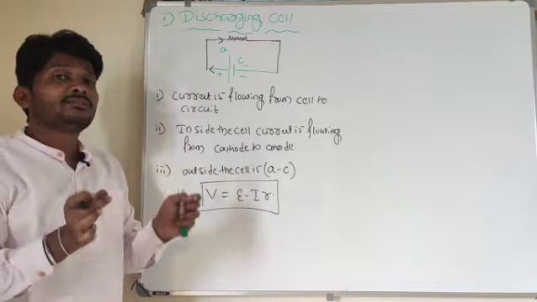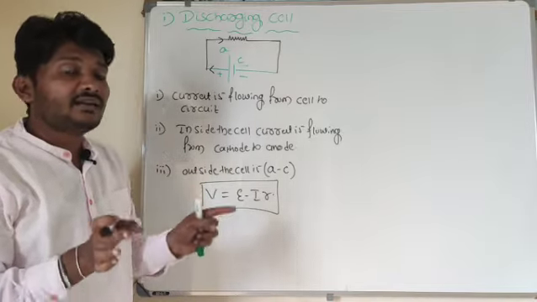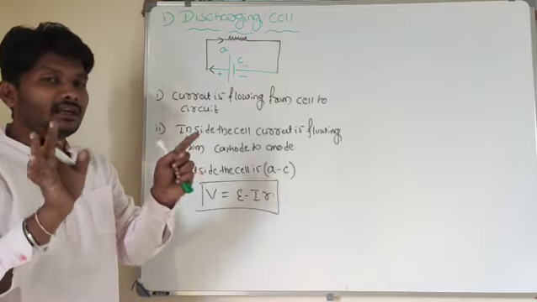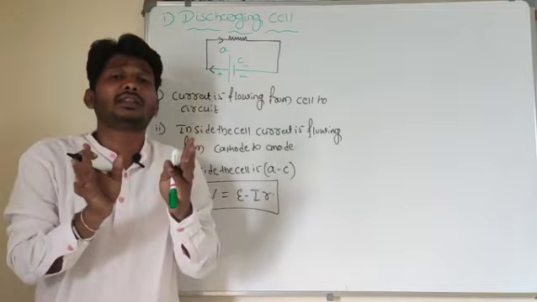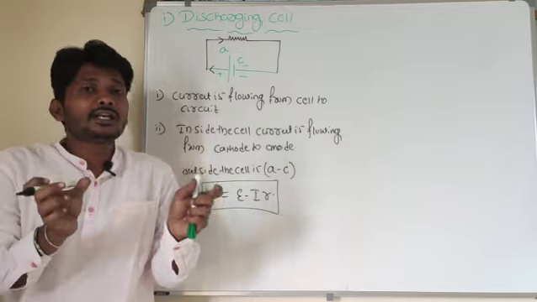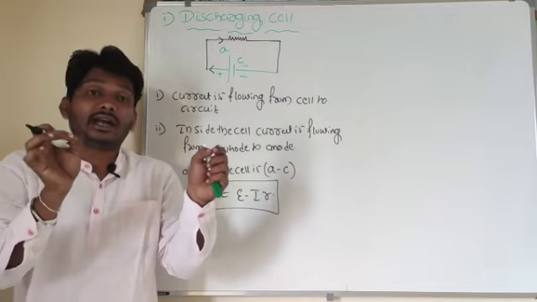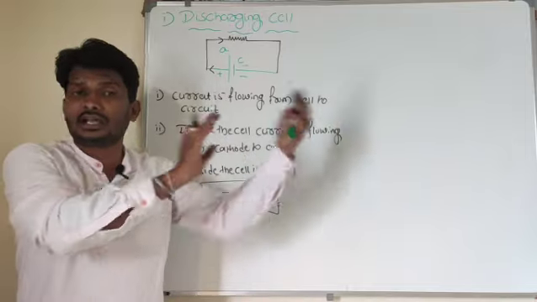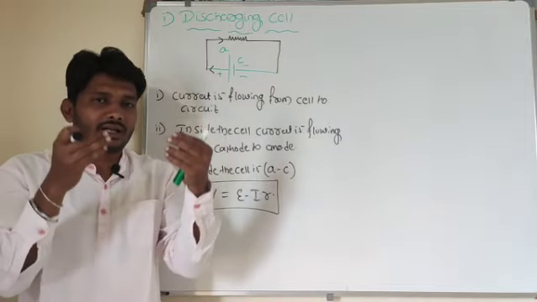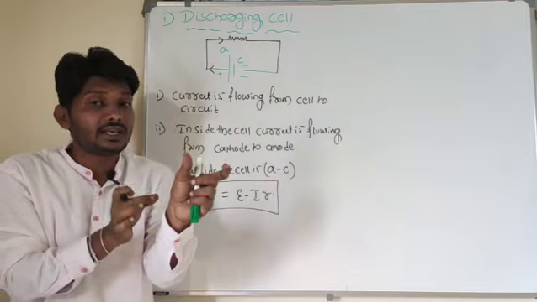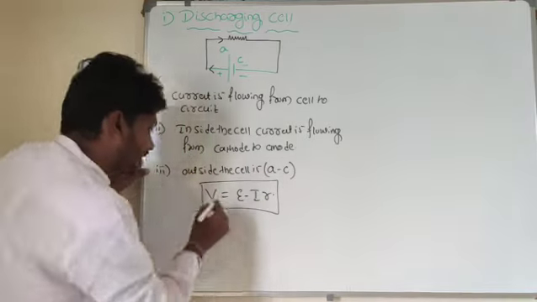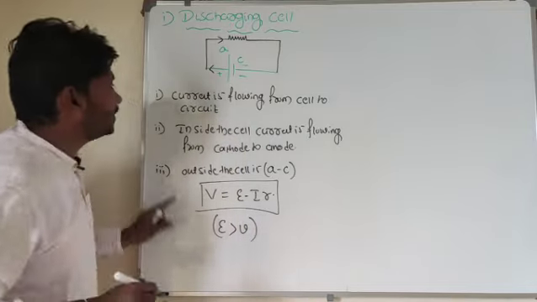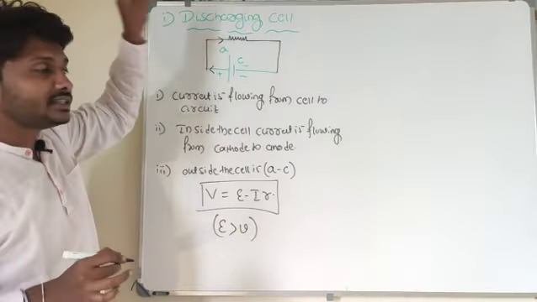Remember one thing, in the case of the discharging cell, the EMF of the discharging cell is always greater than the terminal potential difference. EMF means the potential difference across the terminals of the cell when the circuit is open, or open circuit cell we can call. For example, if you are purchasing a cell from the shop, that is the EMF. That EMF value is greater than the terminal potential difference in the case of a discharging cell.